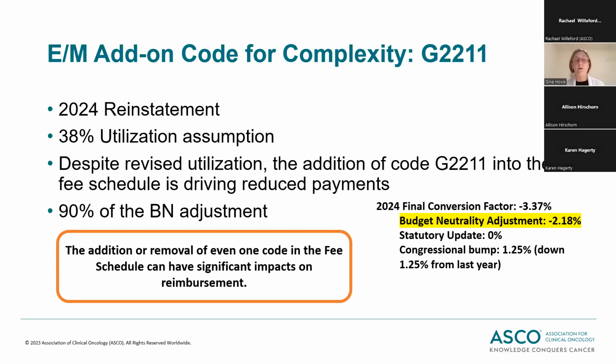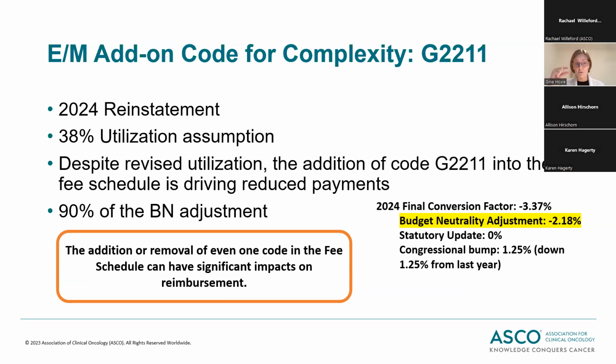So now we're back in 2024 and Congress has said, okay, yep, you can go ahead and reinstate that code. And so CMS proposed to reinstate it and they will. So they're moving forward with G2211. They have revised the utilization assumption from 90% to 38%, which doesn't cause as much of a shift in the fee schedule, but it still does cause a shift.